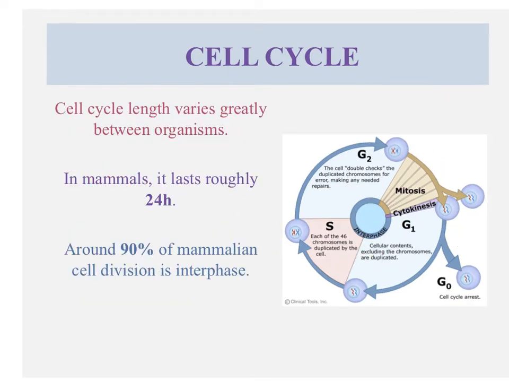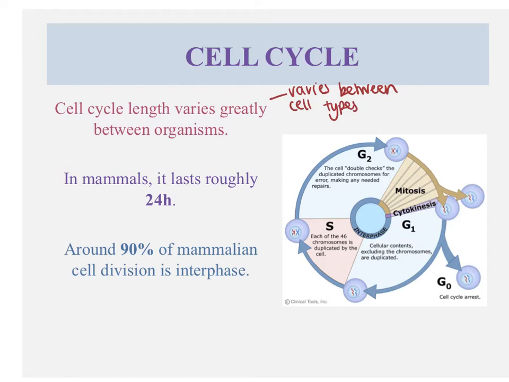Now the cell cycle is going to vary between organisms, so between us and a rat, between a rat and a fish, for example, but it also varies between cell types. And that's something to be aware of because they really love maths questions relating to these. And at the end of the lesson, there is one that I'd like you to have a go at. Okay, so it varies between cell types.